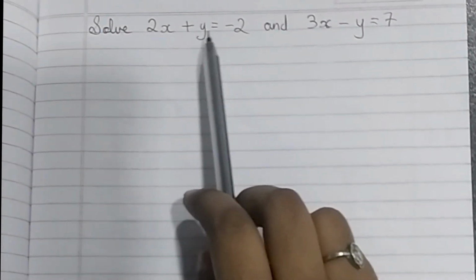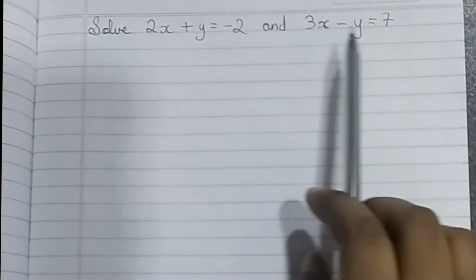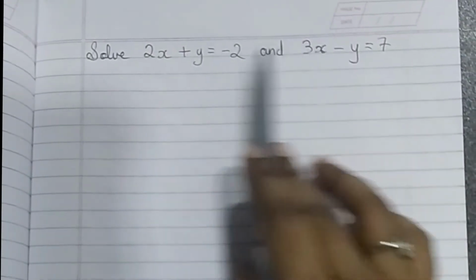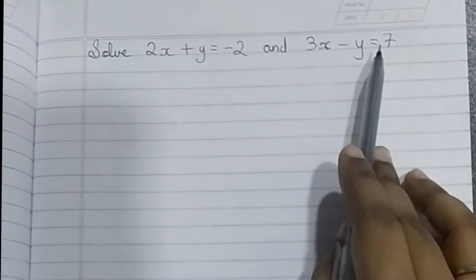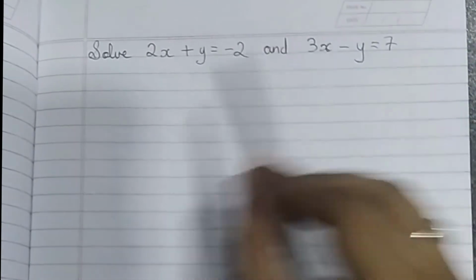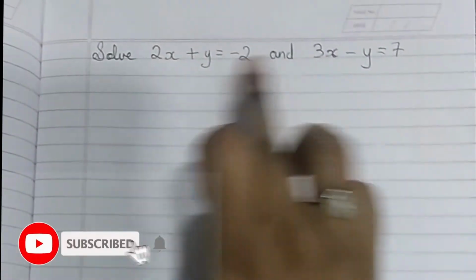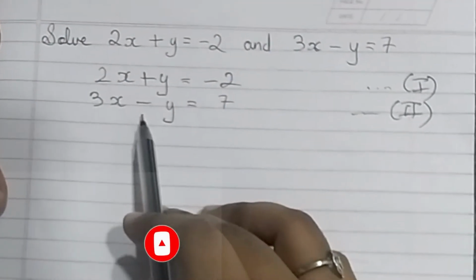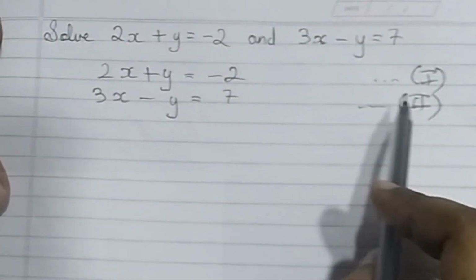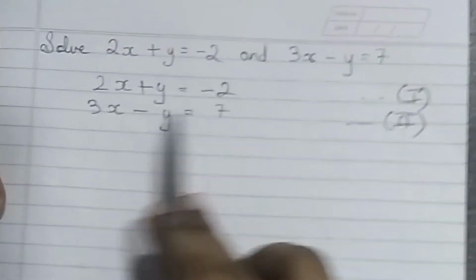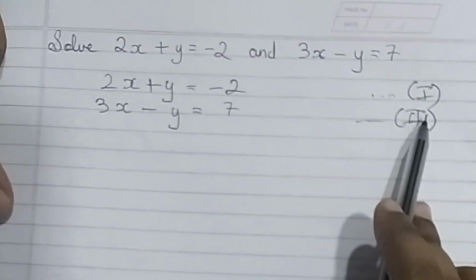Solve 2x plus y equal to minus 2 and 3x minus y equal to 7. So these are two linear equations in two variables and we will solve them simultaneously by the elimination method. First we will write both equations and give a number to both. You can see we have written both the equations, and we have named the first equation as equation 1 and the second equation as equation 2.